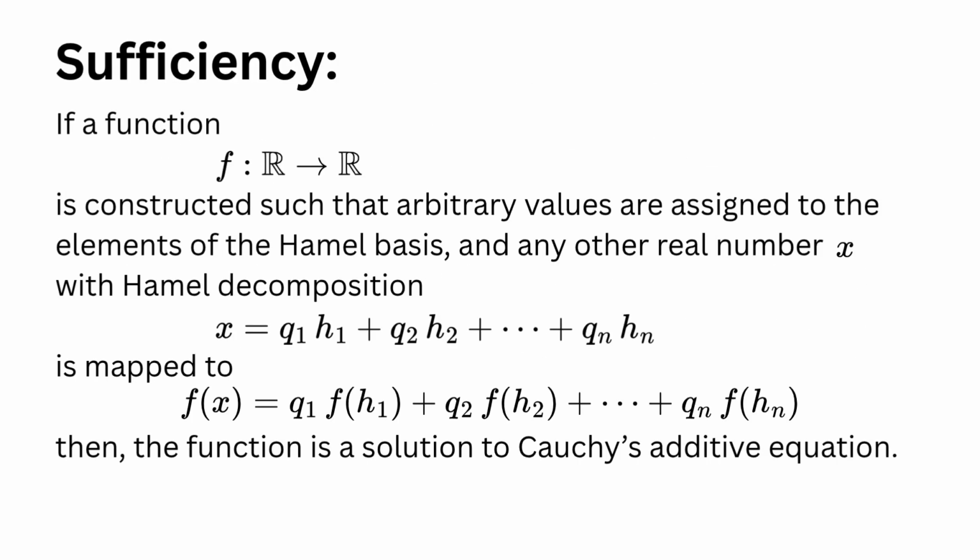Now, let's look at the inverse statement. If a function f is constructed such that arbitrary real values are assigned to the elements of the Hamel basis, and any real number x with a Hamel decomposition q1 times h1 plus q2 times h2, and so on, is mapped to the linear combination of the images of the basis elements with the same coefficients, then the function is a solution of Cauchy's equation.